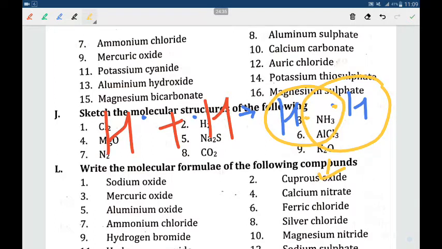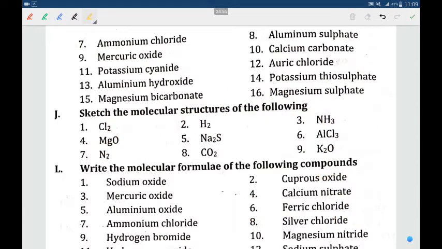Afterwards we can write H single bond H. Or instead of writing in this way, you can write these electrons in a pair. One pair is shared. Done.